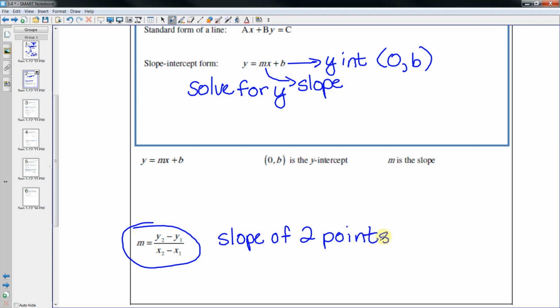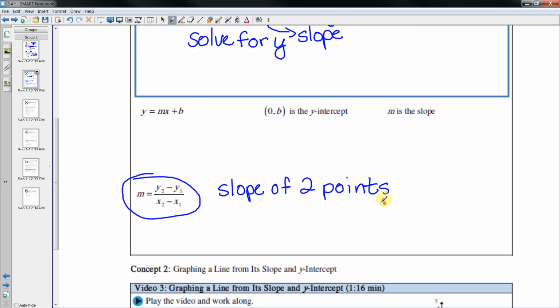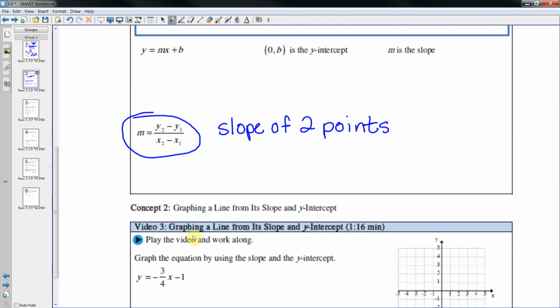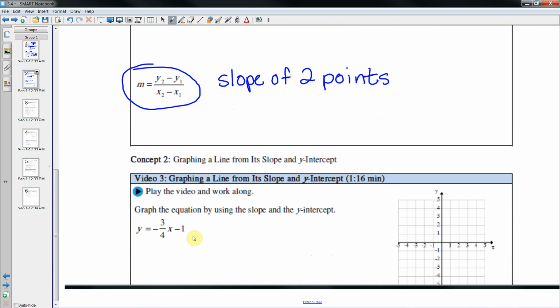So we talked about finding the slope of 2 points and how we put in y2 minus y1 over x2 minus x1. So those are some things we've done with slope so far. Now let's talk about how do we graph if we know the slope and the y-intercept. And to me, this is my favorite way to graph because it's a counting method.